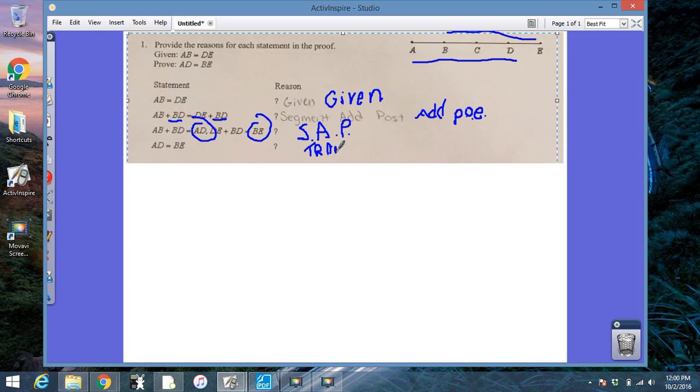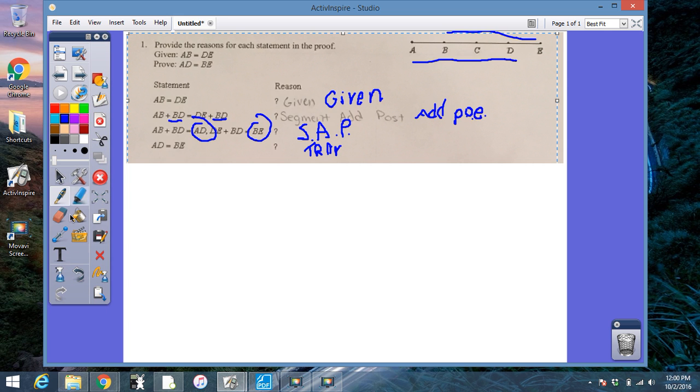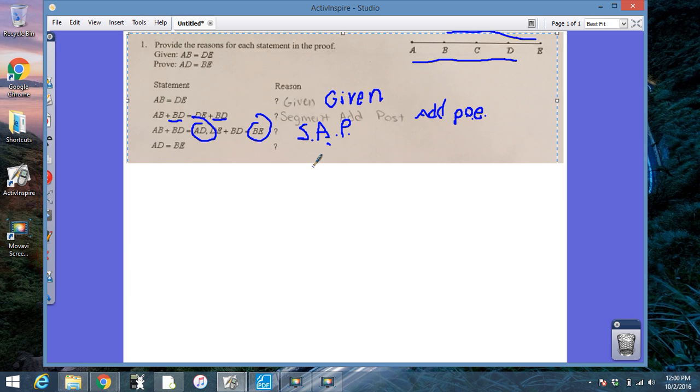My handwriting is just terrible with a mouse. All right, so you're going to use basically the transitive property from algebra.